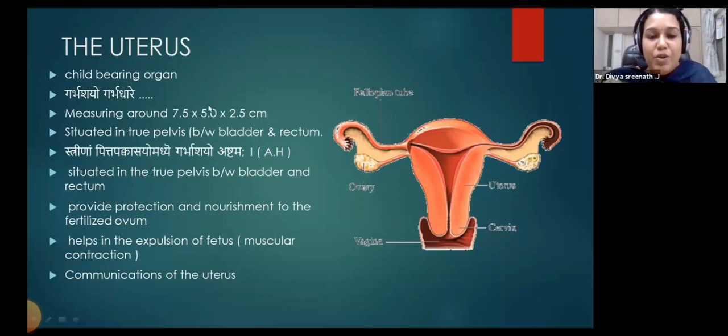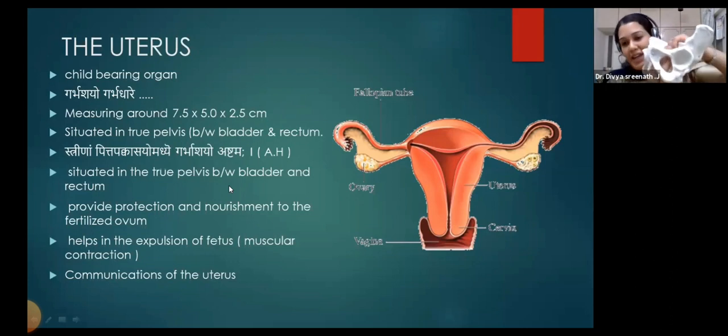It measures about 7.5 into 5 into 2.5 centimeters. You have to remember this measurement, because on USG, if we see this measurement, you have to know what is normal. Only then can we identify whether the uterus is small or bulky, where the measurement may change. So the normal measurement should be kept in mind. The uterus is between the bladder and rectum, that is Pitta Pakwashaya Madhya, and it lies in the true pelvis.